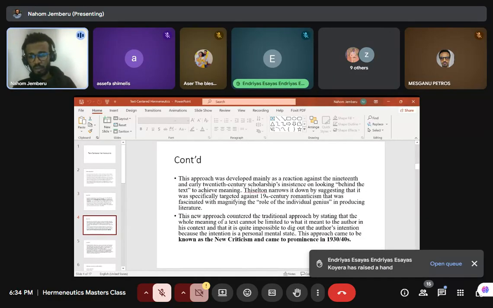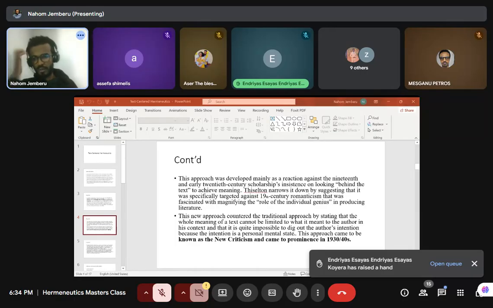As I've already said, this approach was developed mainly as a reaction against the 19th and early 20th century scholarship that insisted on looking behind the text to achieve meaning. The Bible was almost used as a historical source. Primarily, it was used to understand history. The focus was on tracing the transmission process of the biblical material. They tried to identify the biblical sources behind the text.